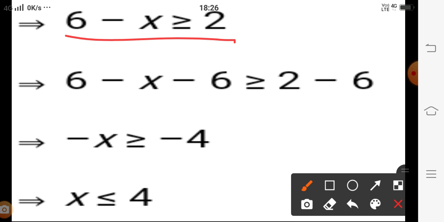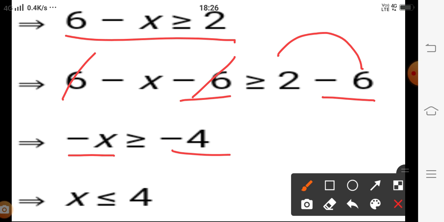Now we want to eliminate this 6 from the left hand side. This one is positive, so we are subtracting 6 here. Then in the right hand side also we are subtracting 6. 6 and minus 6 will cancel out. We are getting minus x greater than equal to 2 minus 6, which is minus 4.